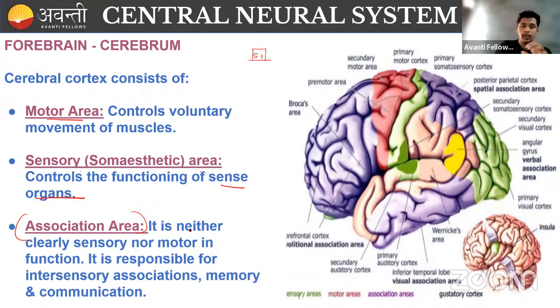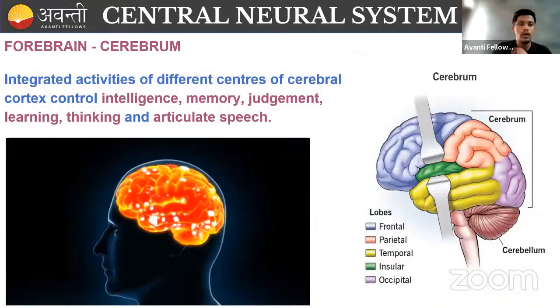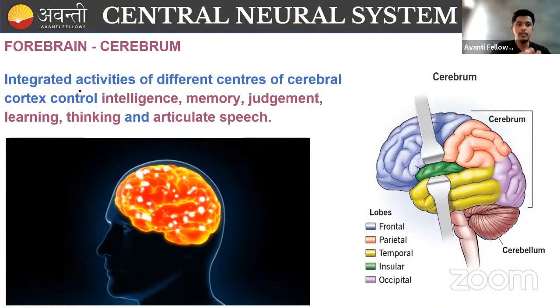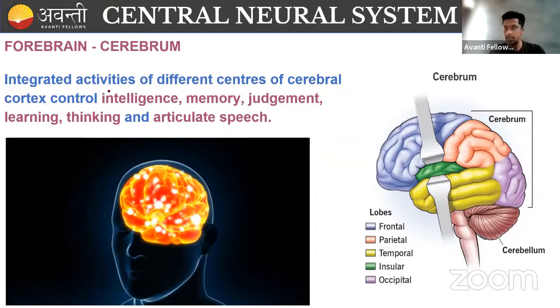That is why associated areas are known for there being no clear fixed function for these. They are non-motor in function, and they're responsible for intersensory associations, like memory and communication, etc. So next we will talk about the other areas of your cerebrum.